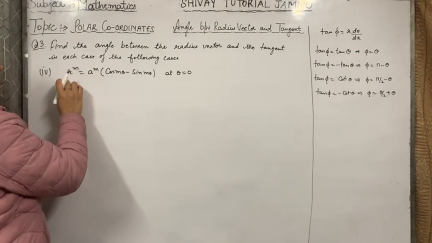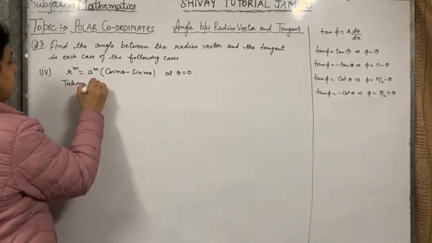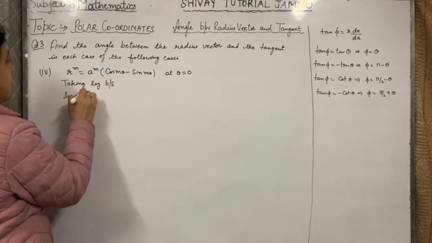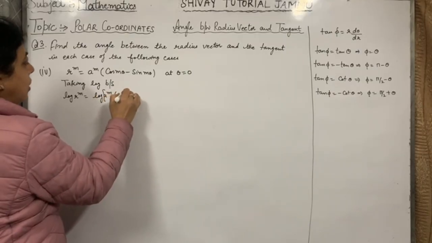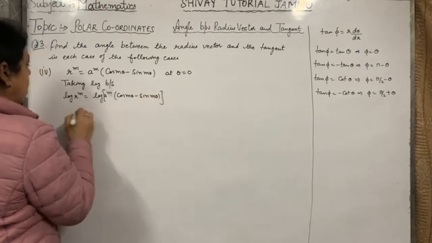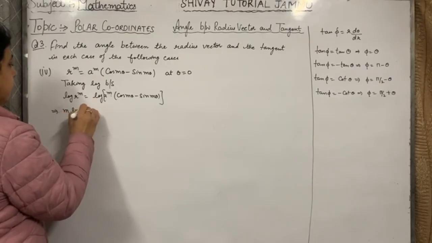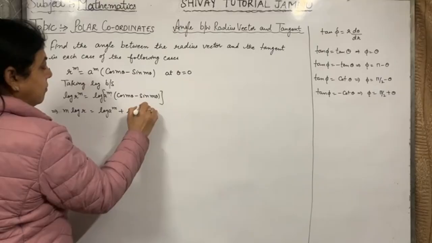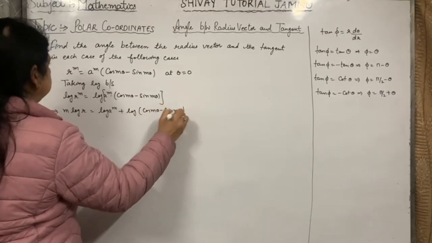Okay, next question is r raised to power m. When we have r raised to power m, taking log both sides. Log r raised to power m is log a raised to power m into cos m theta minus sin m theta. This is m log r is m log a plus log of cos m theta minus sin m theta.